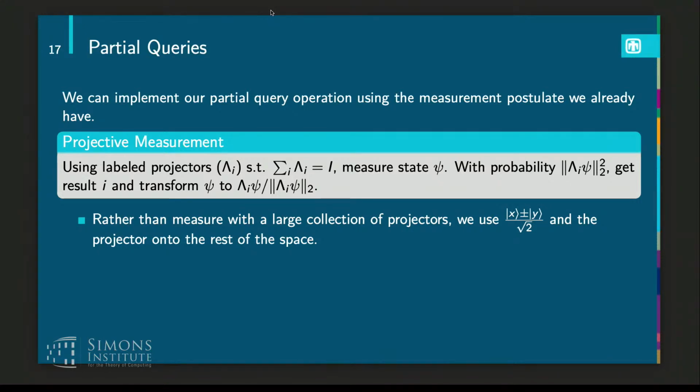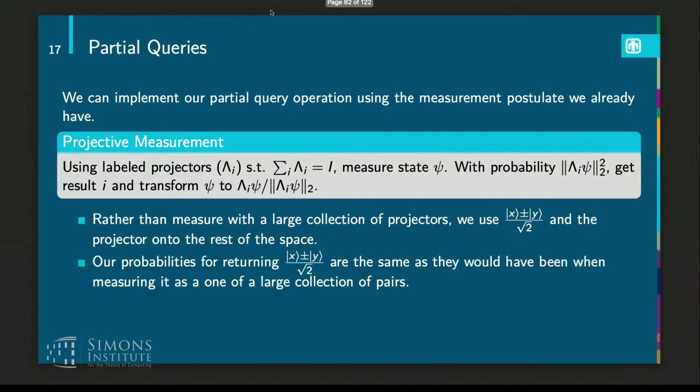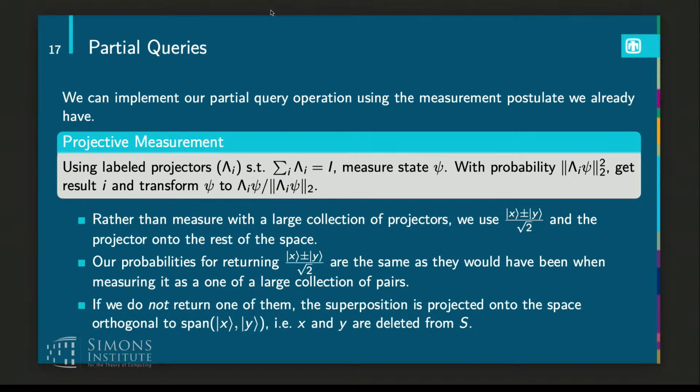But if you don't return either x plus y or x minus y, what you're going to do is project this state onto the space less the projectors onto x plus y and x minus y. In other words, the space with the span of x and y removed. And that exactly corresponds to just deleting x and y from the same S. So again, your partial query operation is doing exactly what we wanted.